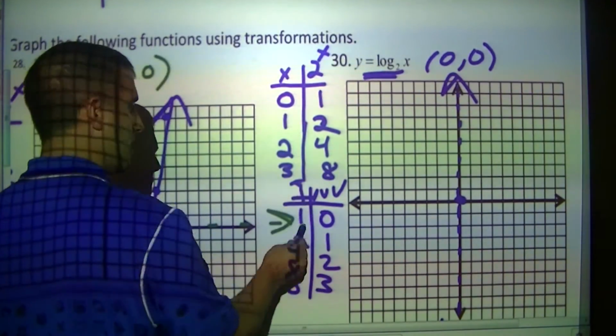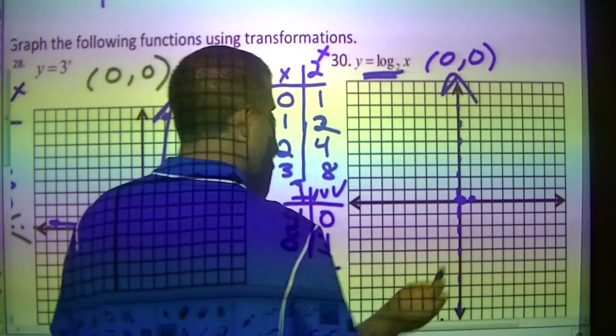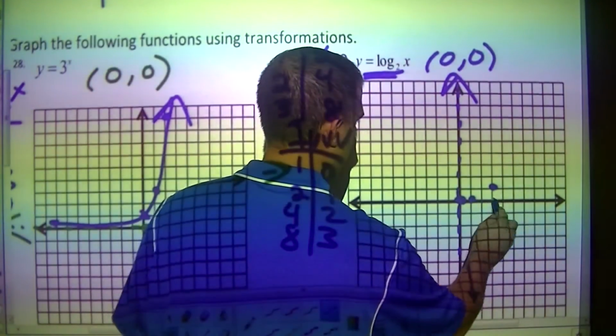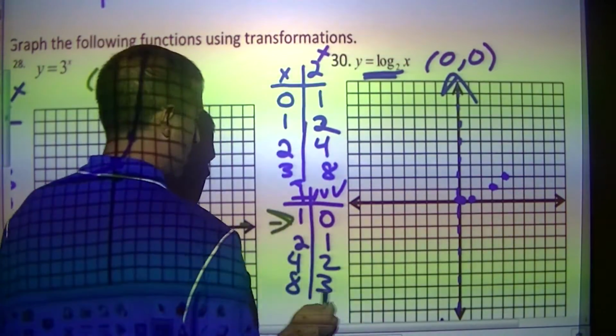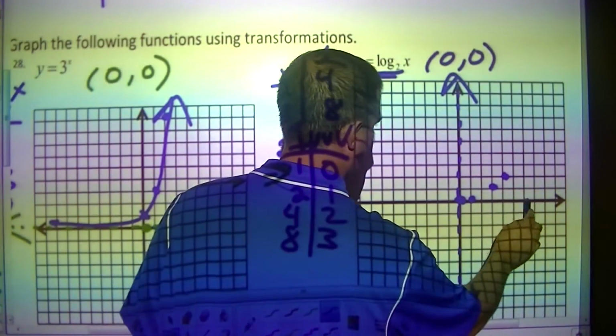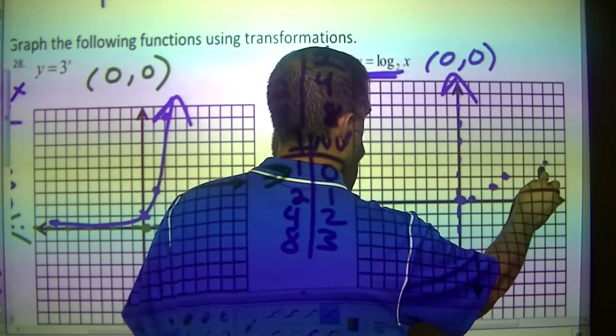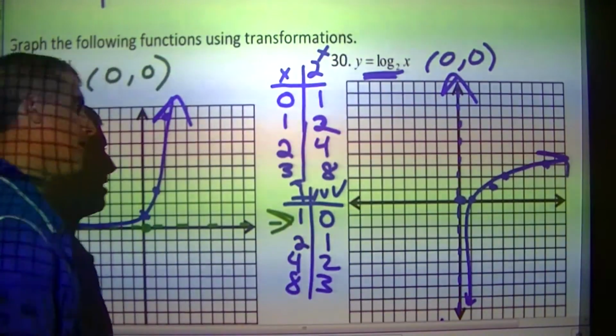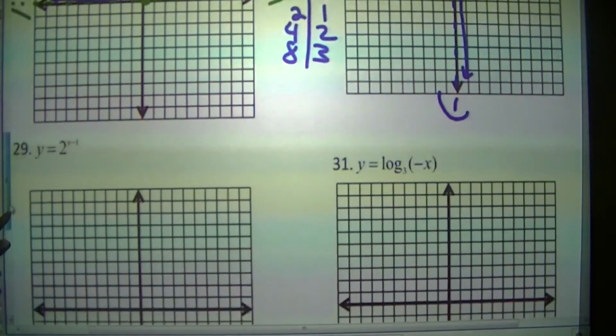So from this point, I'm going 1 right, 0 up. 2 right, 1 up. 4 right, counting 1, 2, 3, 4, 2 up. 8 right, 3 up, counting 1, 2, 3, 4, 5, 6, 7, 8. And what happens is it approaches the asymptote and goes through those points. All right, moving on to this one.